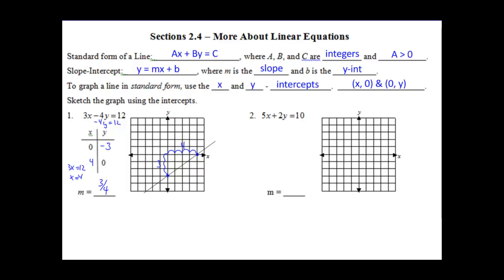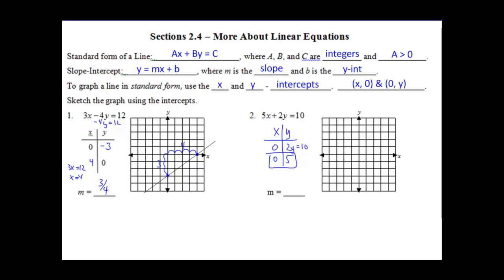Number 2, again we have standard form, so if you make a quick XY table, let's just start with the first one. If we input 0 for x, we're going to get 2y equals 10, so therefore our answer is (0, 5) if we divide by 2.